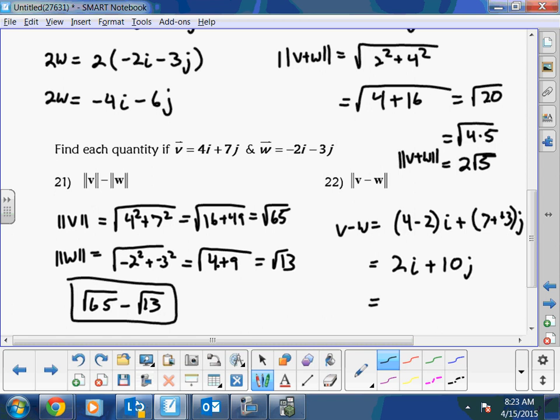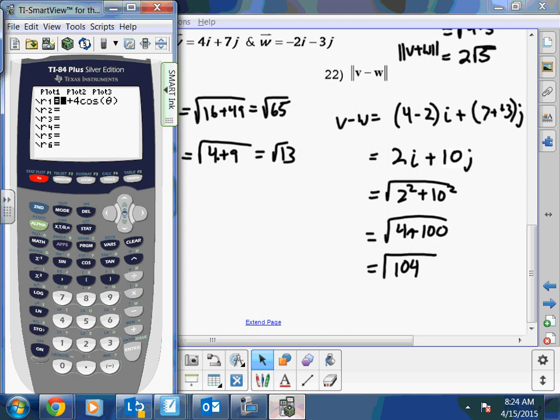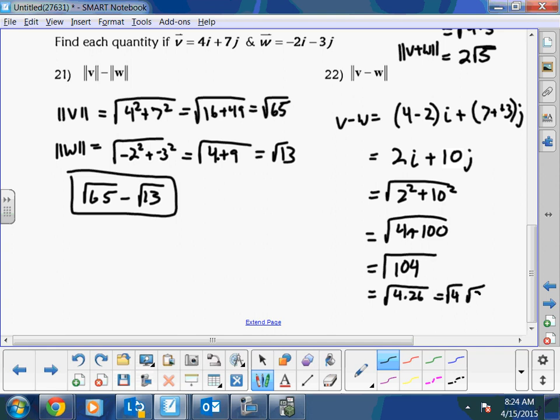Finding the magnitude of this means we apply 6 squared plus 10 squared. And from here, we're going to get 36 plus 100. So we'll get the square root of 136, and I know that that could be simplified. Let's find out what factors it has. 136 divided by 4 is 34. So this is going to be the square root of 4 times the square root of 34, which means your answer is going to be 2 square root of 34 as far as the magnitude of V minus W. And there you go. That's your answer. Okay, excellent.